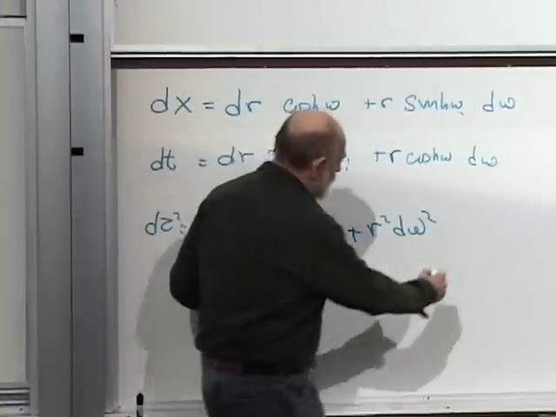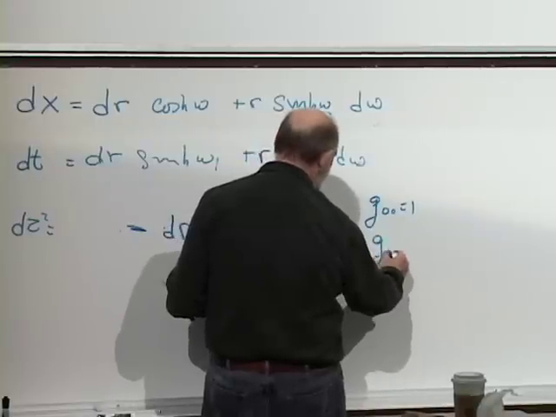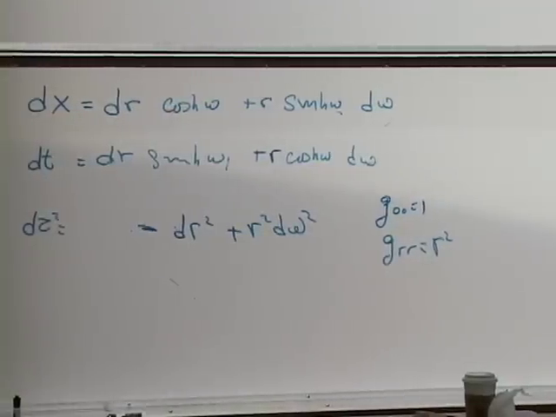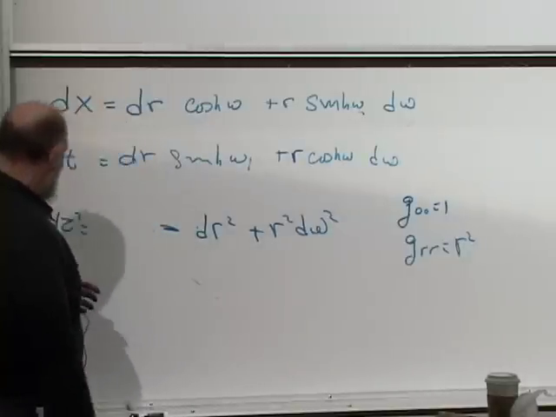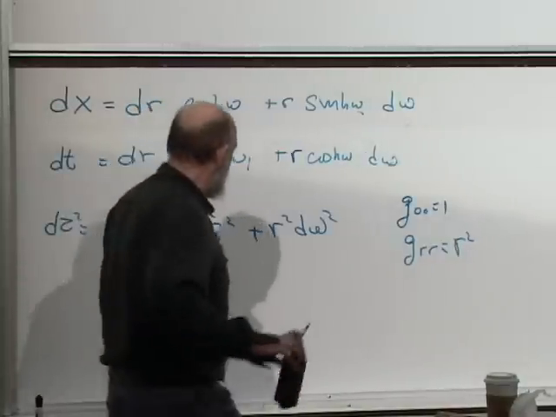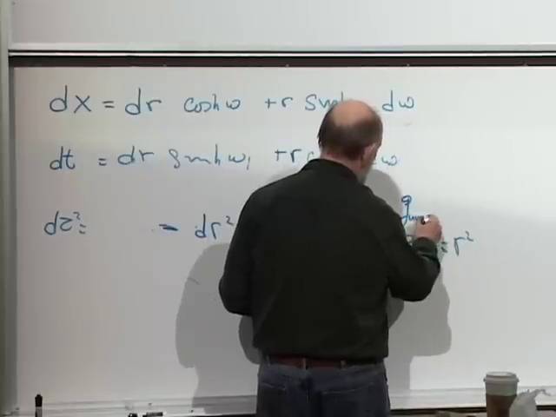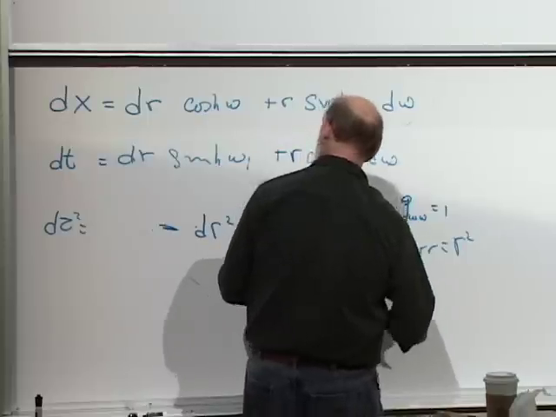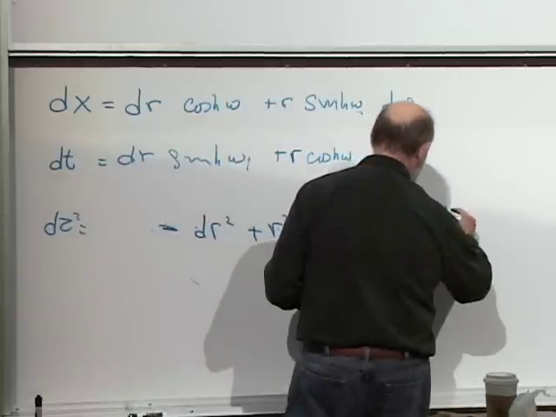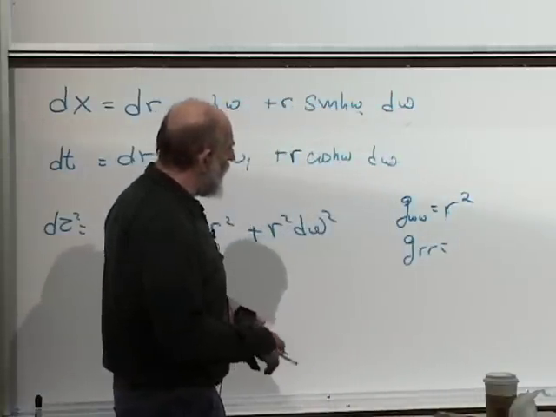But notice what it has. It has g_ωω equals r squared, and g_rr equals minus 1. Incidentally, the other components: g_ΩΩ equals 1. Sorry, g_rr equals minus 1.